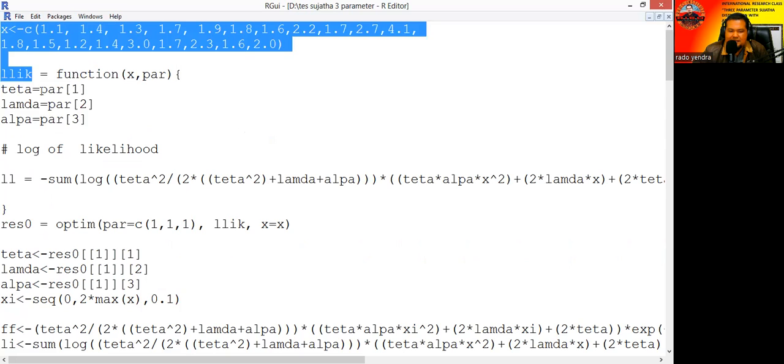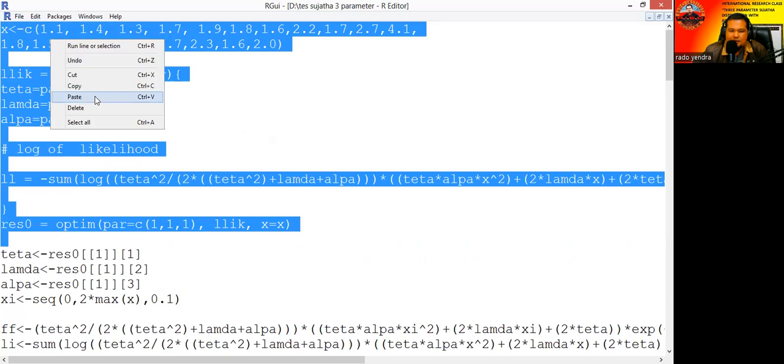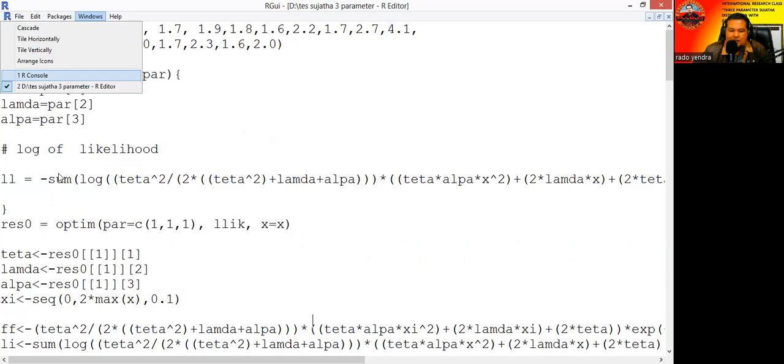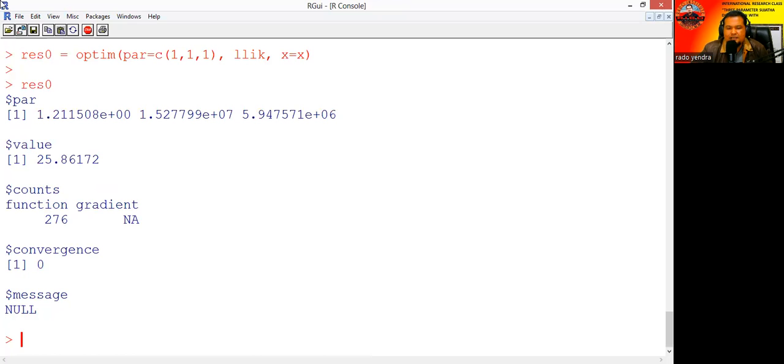Start from the X until the optim. Okay, we run our program. Run. Okay, we check, it is not cancelled. Okay, we have successfully run the program. We can check res0 to show the parameters. Caps lock, res0. Enter. Again, you can check here.